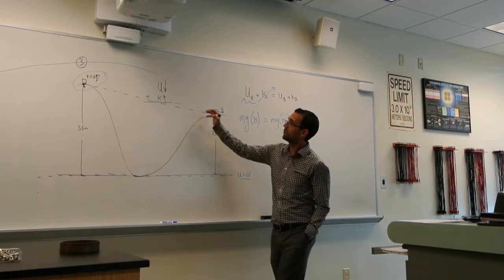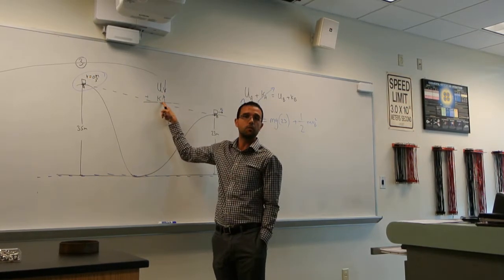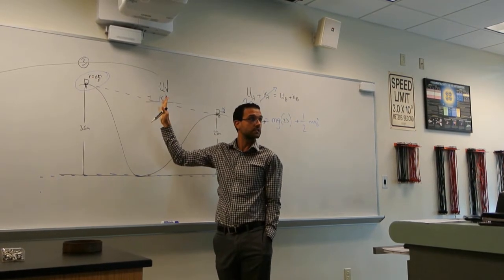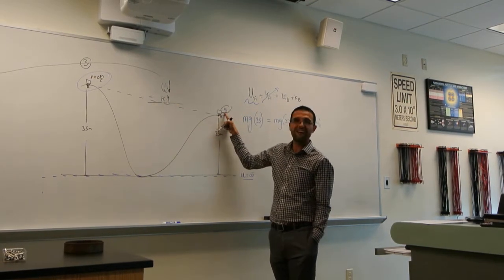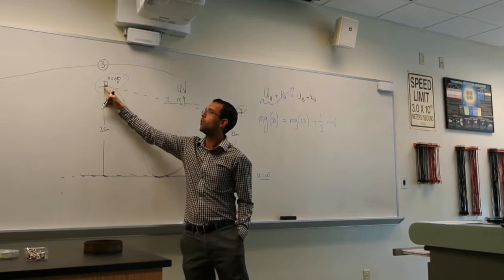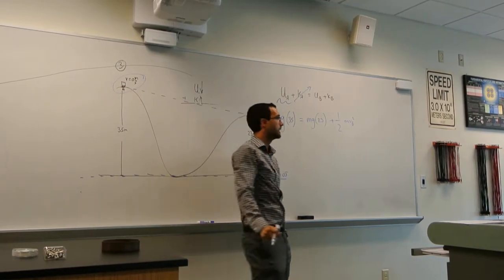So here's the thing. If U goes down, K has to go up. Does everybody see that in this context? So K goes up, which means that I'm going to be traveling faster when I'm at point B than I was at point A. Okay, that's the idea.